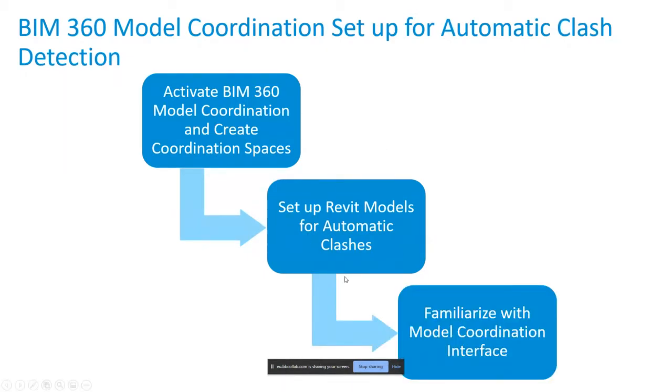The next thing that I'll do is show you how the model coordination interface looks, and then we'll get into more details where we'll look at the clashes, we'll assign issues, and then look at how to resolve them. So with this, I'm going to get straight into my Chrome window.